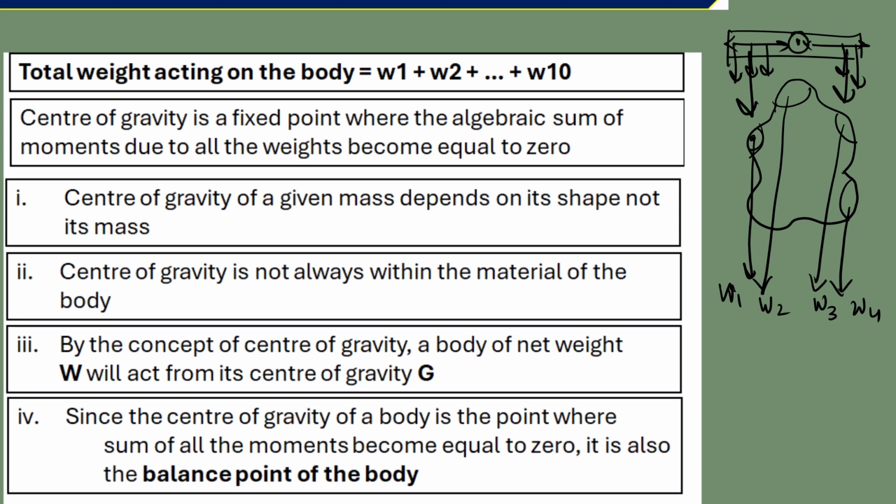Here also that's why we try to take a cumulative weight, which is the center of gravity of the body. Center of gravity is a fixed point where the algebraic sum of the moments due to all the weights becomes equal to 0. So we just saw it for the scale. The left hand side moment, that is the clockwise moment, and the anti-clockwise moment, the point where it becomes equal to 0 is called the center of gravity.